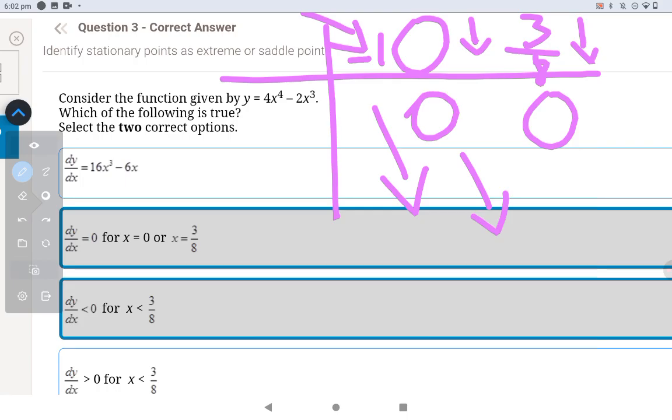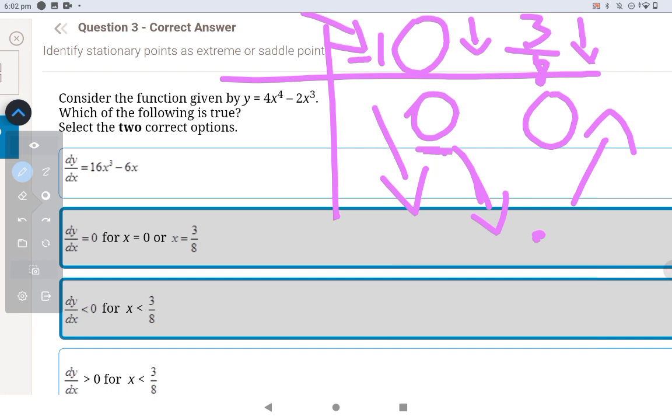Okay, now a value greater than 3 over 8. We can choose 1, like we chose negative 1 here. When you replace x with 1, we're going to get a positive value. When we get a positive value, it goes upwards. So the minimum point is going to be at 3 over 8. That's the minimum point. And 0 is the saddle, because even after it reaches 0, it goes down, even more down, and then at the minimum point it goes up again.